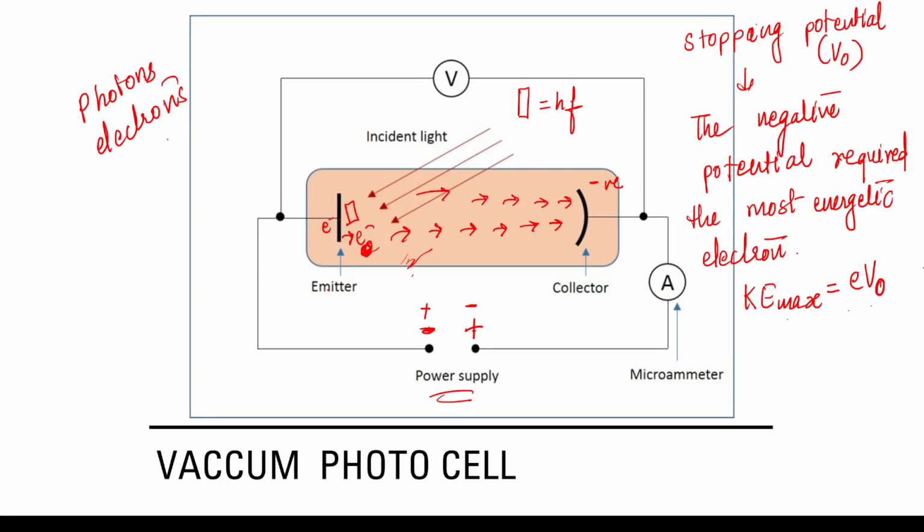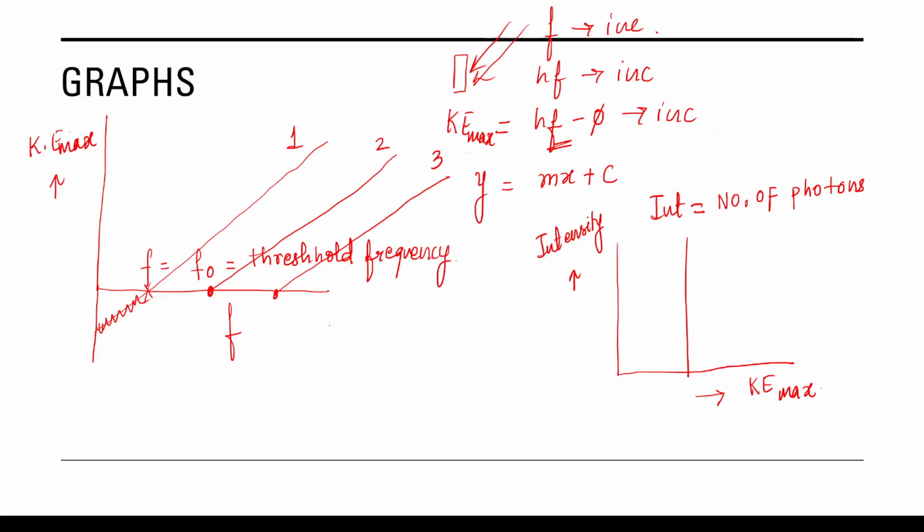Okay, so at what voltage? At the negative voltage at which the maximum energy electron stops is the stopping voltage. Now, if I draw a graph between stopping potential and, let's say, frequency. Okay, now what would happen when you increase the frequency?